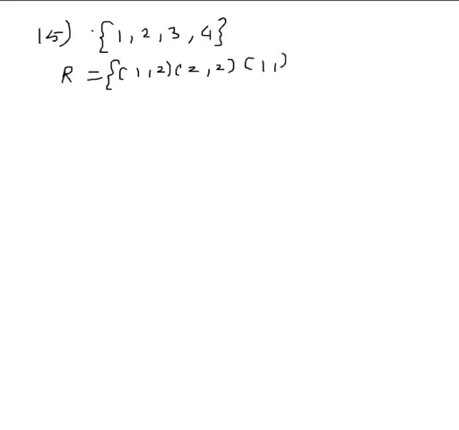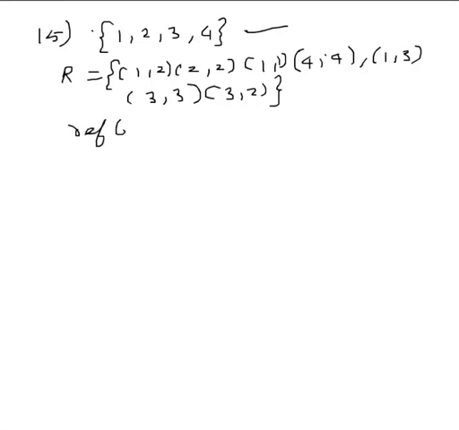Question 15. R is the relation defined on the set {1, 2, 3, 4}, and the relation R is given as {(1,2), (2,2), (1,1), (4,4), (1,3), (3,3), (3,2)}. Choose the correct answer. Look at this. The given set has 4 elements. So (1,1) is there, (2,2) is there, (3,3) is there, (4,4) is also there. So it becomes a reflexive relation.